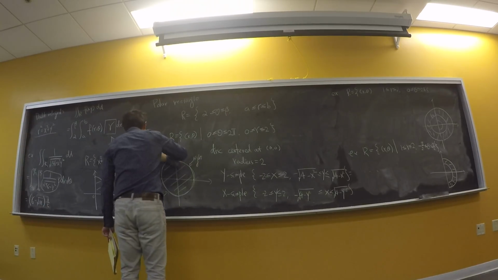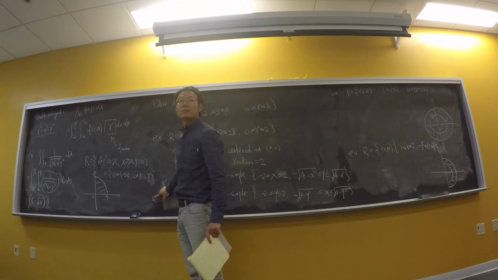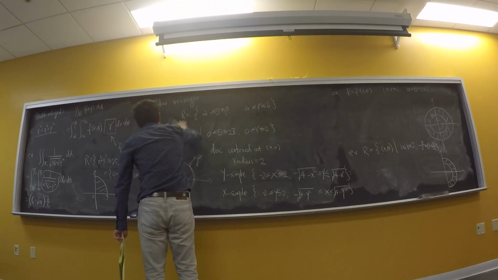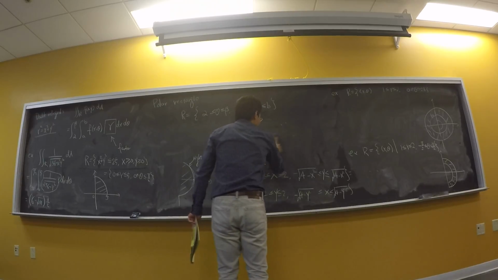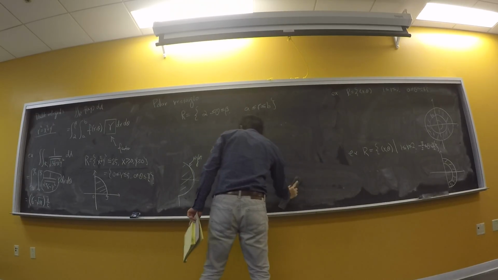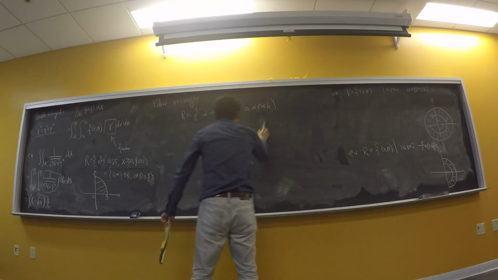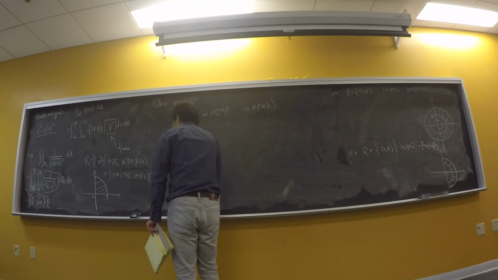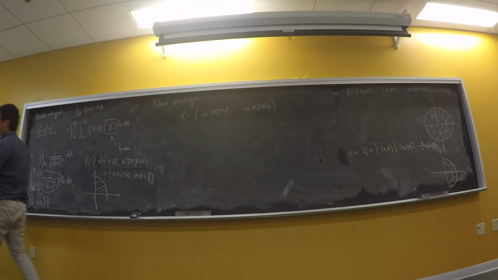Okay, next I want to give you questions. After we have introduced so many different types of regions for evaluating a double integral, the most important step is to decide which system you want to use, which type you want to identify your region with: y simple, x simple, or a polar rectangle. Usually they're not going to give you a rectangle. That's too easy. So you have to decide which one you want to go with.